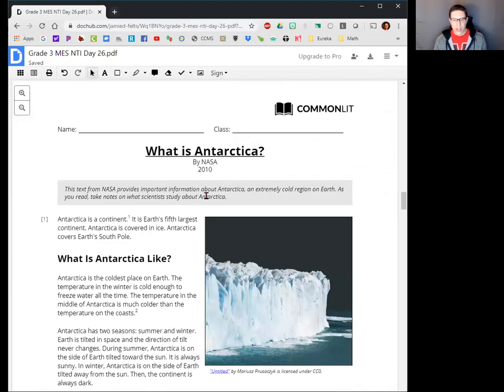Our reading is a nonfiction story about Antarctica. Antarctica is an amazing place. If you think about the Earth like a globe, big ball, Antarctica is way down here on the South Pole. It's the very bottom of the globe, the bottom of the Earth, and it's frozen almost all the time. 98% of Antarctica is completely iced over.